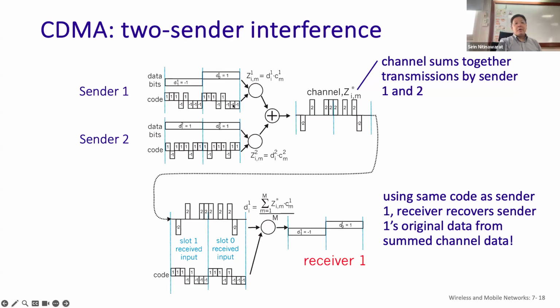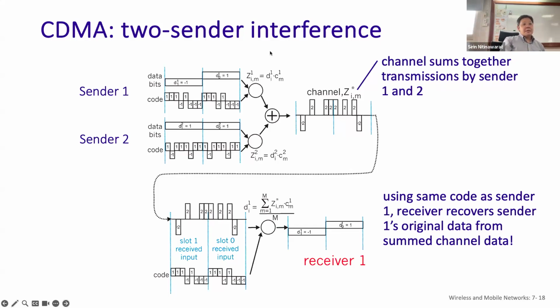So now the second 4 chips: 1 times 1 is 1. Minus 1 times minus 1 is 1. So it becomes 2, right? Then the last two are minus 1 and 1. That's minus 2. So overall, the two codes are orthogonal, right? Because the final 2 will cancel with the final minus 2, right?